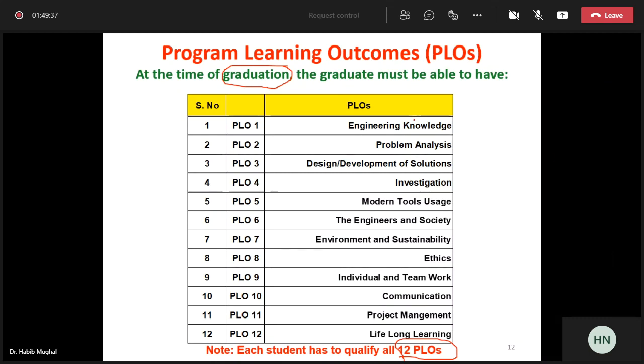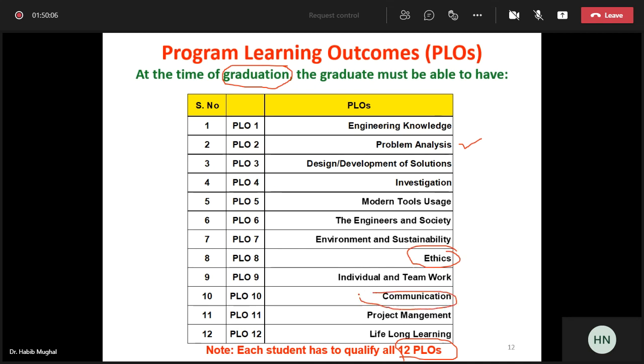So what are those PLOs? Engineering knowledge: you are acquiring engineering knowledge not only from one subject, but from many subjects. Problem analysis: you are doing it in many subjects. Then design and development of solutions, investigation, modern tool usage, engineers and society, environment and sustainability, ethics, very important, then individual and teamwork, communication.